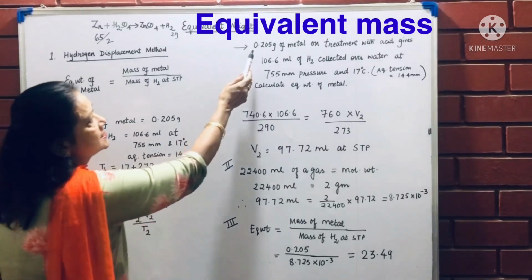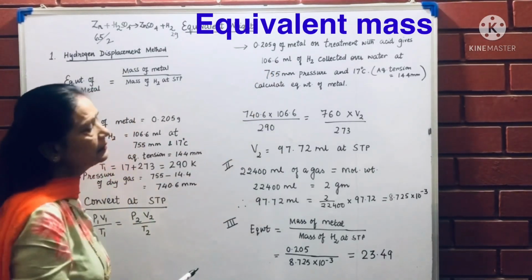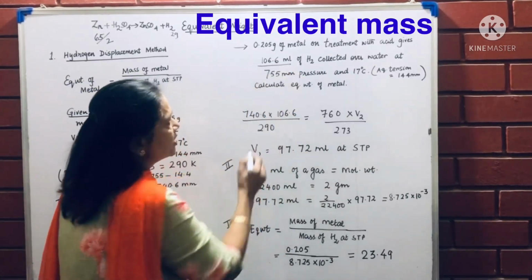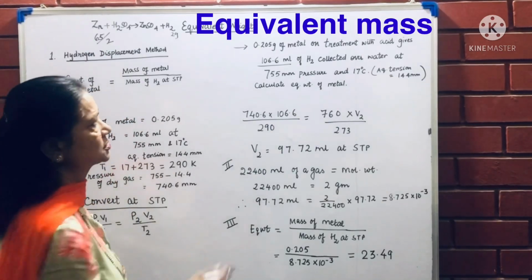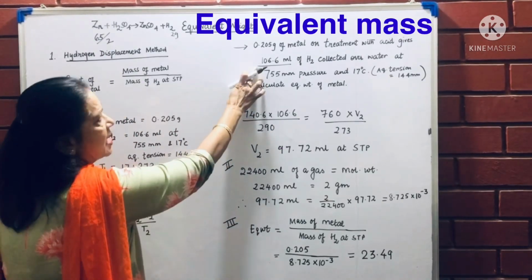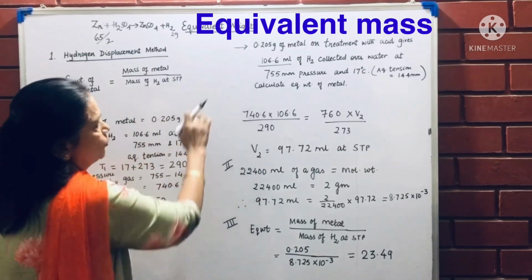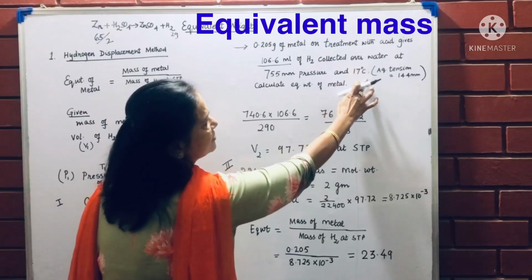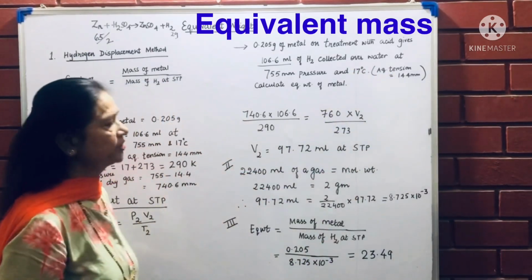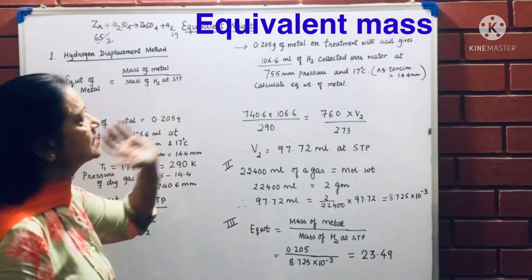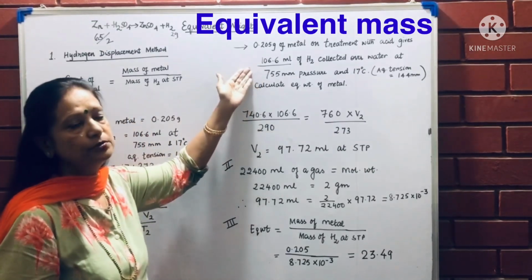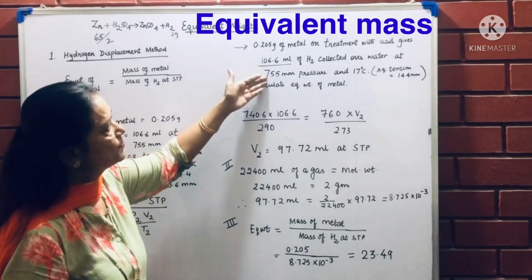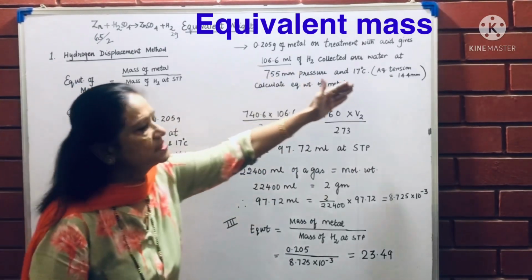So now the question says 0.205 gram of a metal on treatment with acid gives 106.6 milliliters of hydrogen. So this is not given in grams, it is given in volume, at 755 millimeter pressure and 17 degrees C, aqueous tension is 14.4. So my first step is that I should convert this volume at STP. So this is volume 1, this is pressure 1, V1, P1, this is T1.